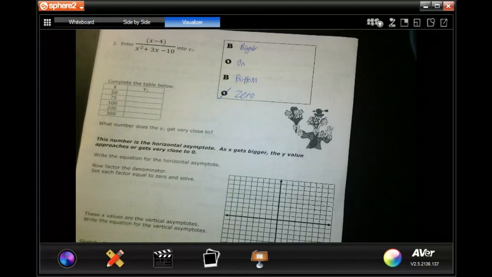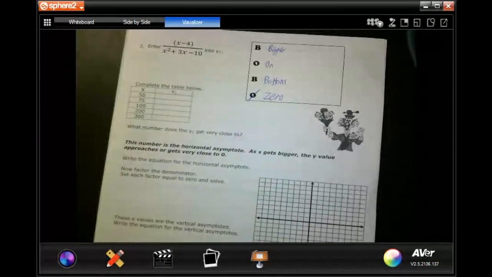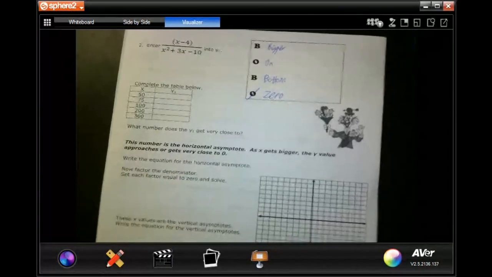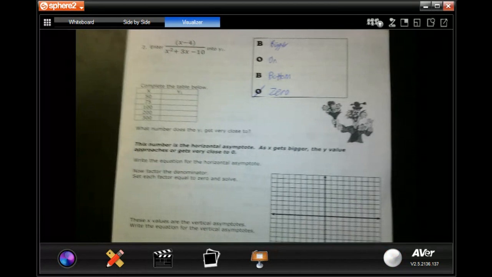What's bigger on the bottom? This acronym stands for bigger on the bottom. What are we talking about? The exponent of x. Good.